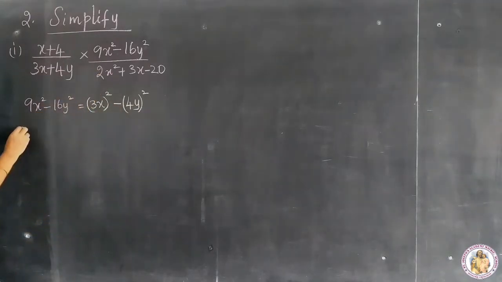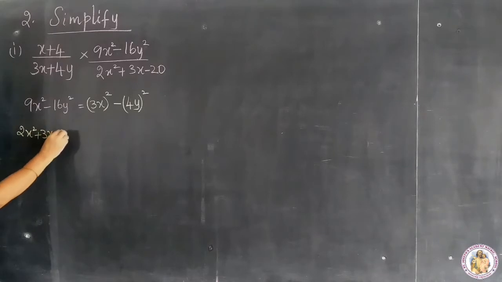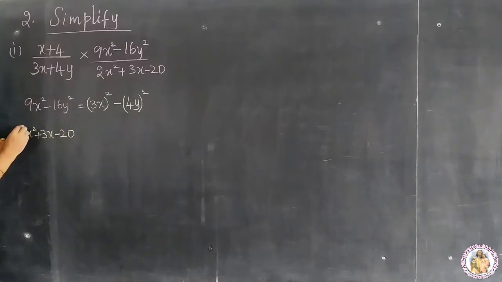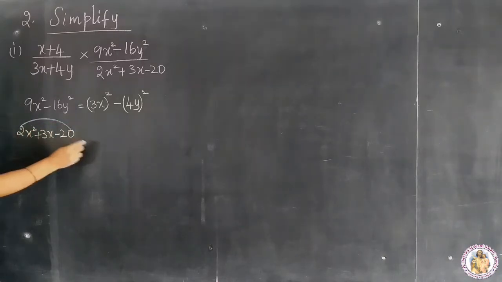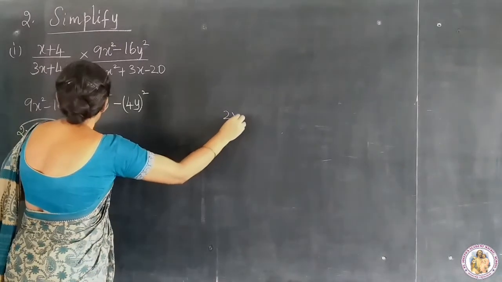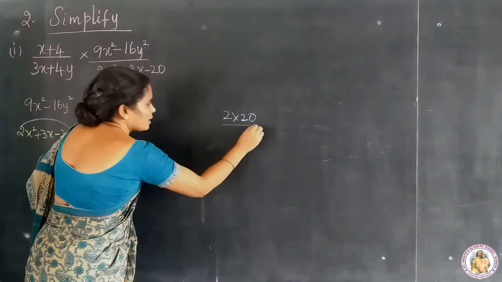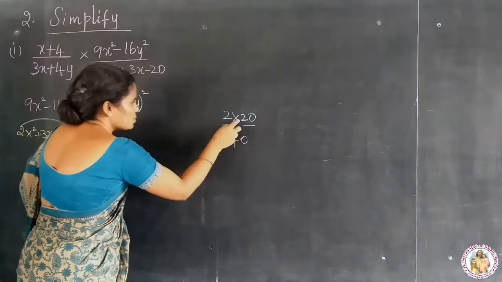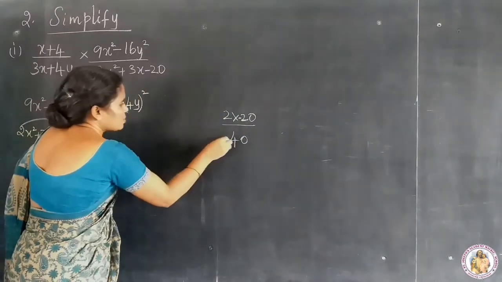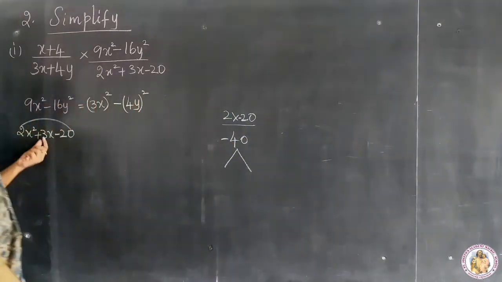And again here 2x square plus 3x minus 20. So now you have to do factorization taking the first and the last term. 2 into 20, so multiply 2 into 20 is 40. So 2 into 20 here is minus, so minus 40. You must get 3.